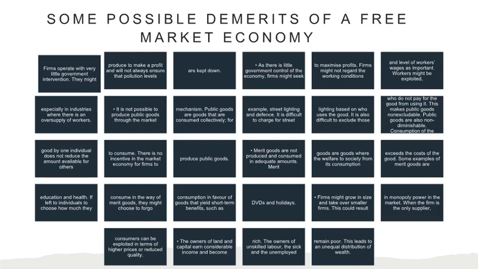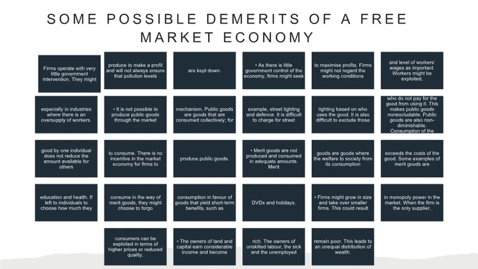It is not possible to produce public goods through the market mechanism. Public goods are goods that are consumed collectively, for example, street lighting and defense. It is difficult to charge for street lighting based on who uses the good. It is also difficult to exclude those who do not pay for the good from using it. This makes public goods non-excludable. Public goods are also non-diminishable. Consumption of the good by one individual does not reduce the amount available for others to consume. There is no incentive in the market economy for firms to produce public goods.